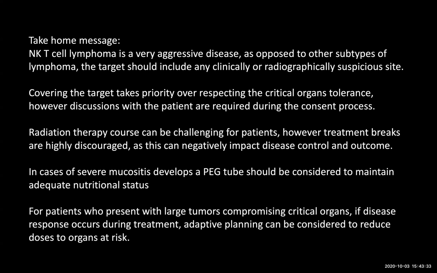In cases of severe mucositis, a PEG tube should be considered to maintain adequate nutritional status. For patients who present with large tumors comprising critical organs, if disease response occurs during the treatment, adaptive planning can be considered to reduce doses to organs at risk.